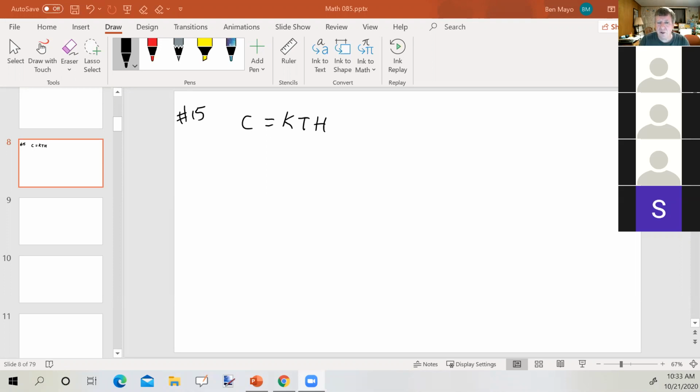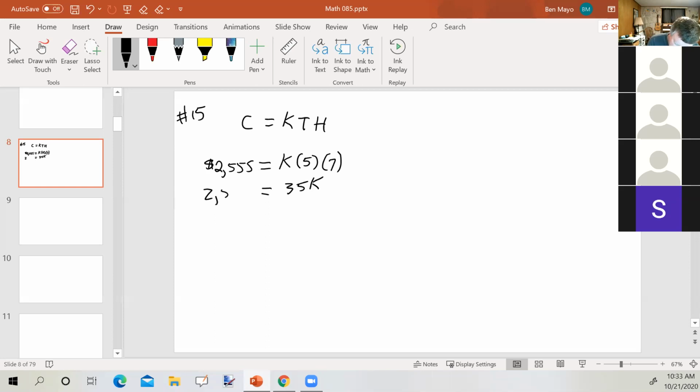When 5 trucks are used for 7 hours, T is going to be 5, H is going to be 7. The cost is $2,555. So we get the equation $2,555 equals K times 5 times 7. Any questions so far? All right. On the right side, 5 times 7 is 35.